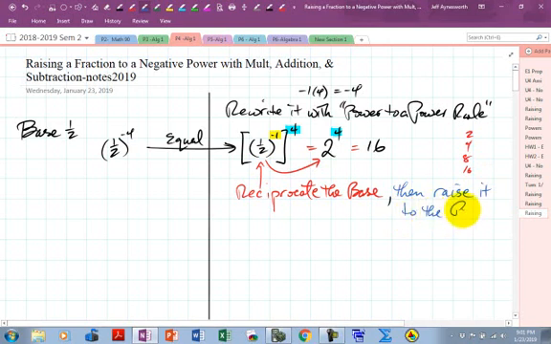Whatever the power may be, according to whatever's given. All right, so it's a two-step procedure. Number 1, you reciprocate the base, and number 2, you raise it to the power. So let's do that a few times.